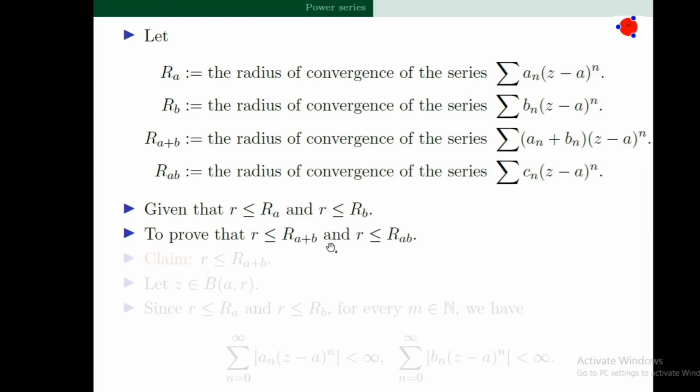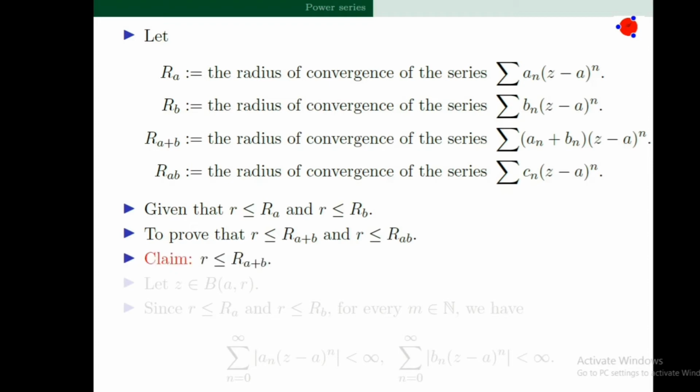We want to show that the radius of convergence of the sum of the power series, that is R(a+b), is also greater than or equal to r, and the radius of convergence of the Cauchy product of the given series is also greater than or equal to r.